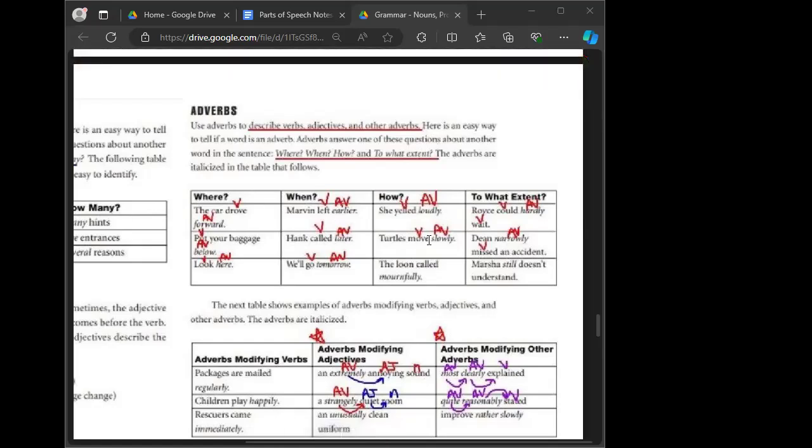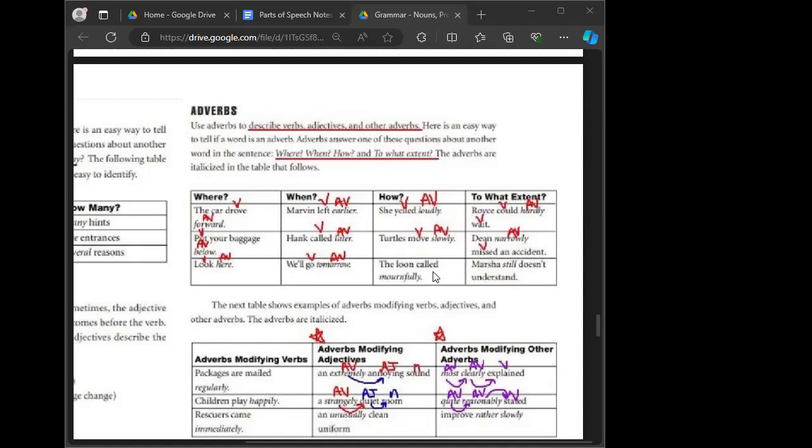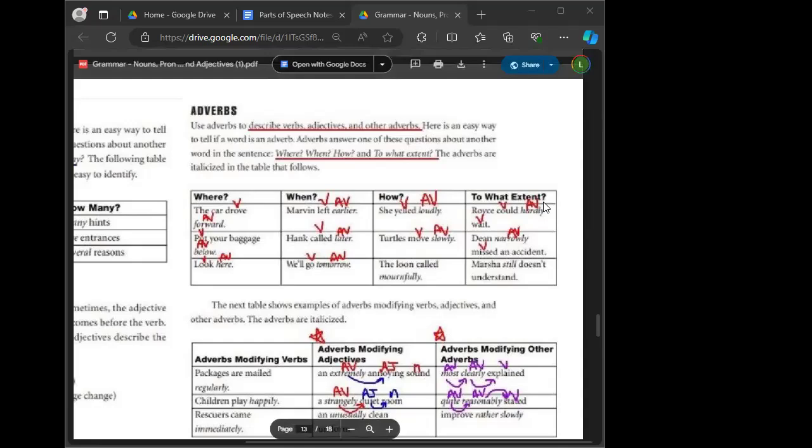Okay. And then turtles move how is answered by slowly. So slowly is describing how the turtles move. So slowly is the adverb. And then the loon called how is answered by mournfully. So mournfully is describing how the loon called. So that means that mournfully is the adverb. And then to what extent could Royce wait? He could hardly wait. So hardly is describing how or to what extent he could wait.